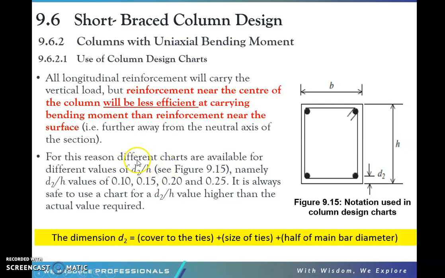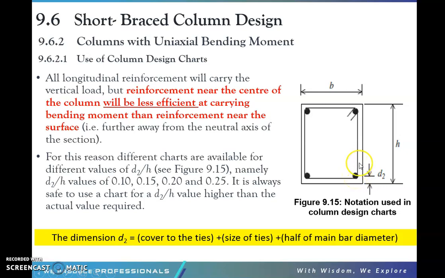Okay, for this reason, different charts are available for different values of D2 over H. So, saya dah tunjuk, and ada value 0.10, 0.15, 0.20, 0.25. And it is always safe to use a chart for a D2 over H value higher than the actual value required. Okay, so D2 ni apa? D2, what is D2? D2 is the cover plus size of the ties and half of the main bar diameter.